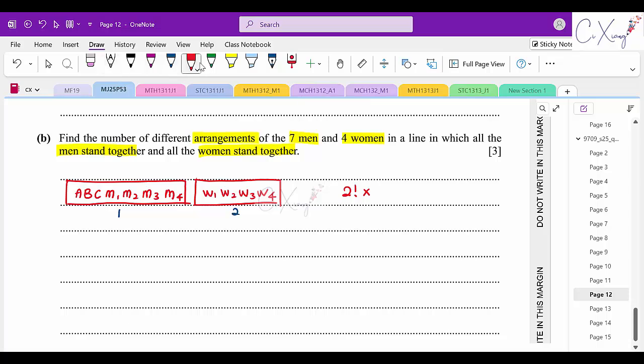After that, I have to consider the arrangement within the group. So for these 7 men in the group, they can exchange their positions among themselves. So 7 men means 7 factorial. Same thing happens for the women. You are having 4 women in the group, so you need to consider the arrangement of the women within the group. The arrangement will be 4 factorial. Okay? Then just simplify them. By right, you'll be having 241,920.